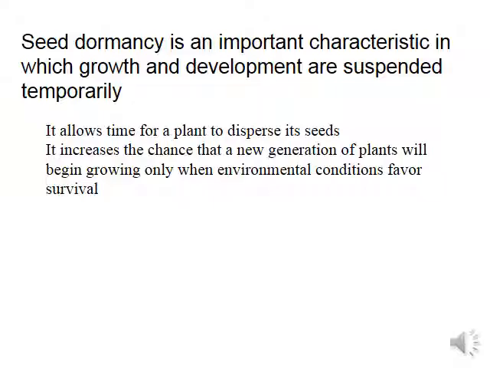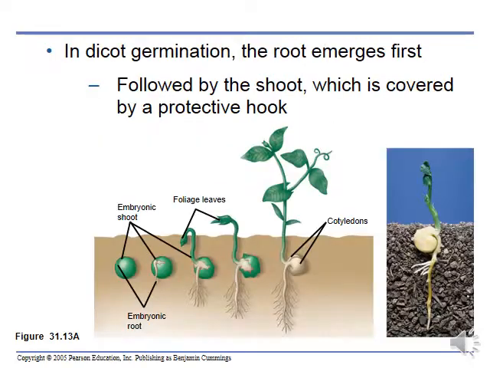Seed dormancy is an important characteristic in which the growth and development are suspended temporarily. And the reason that plants will do that is, one, it'll help disperse the seed. So whether the seed is being dispersed by the wind or whether an animal is carrying it in a fruit, however it's being dispersed, it gives it time. But the other thing, the really important thing, is it will increase the chance of having good environmental conditions for survival. So essentially it can wait until it rains, there's water, and then the seed can germinate.